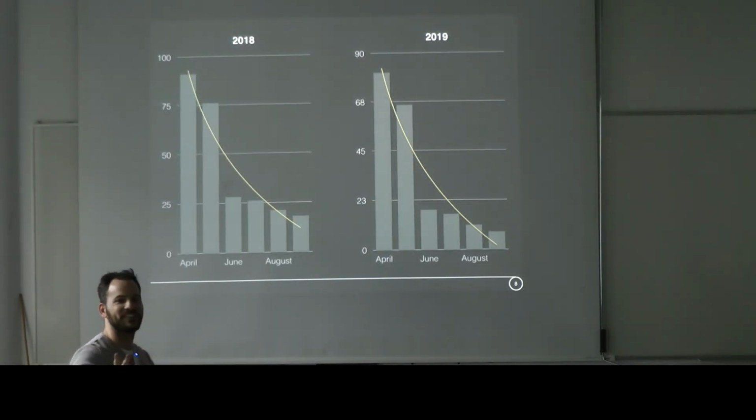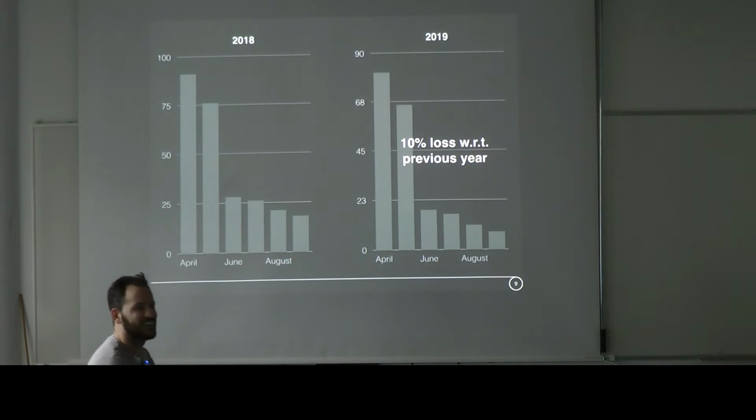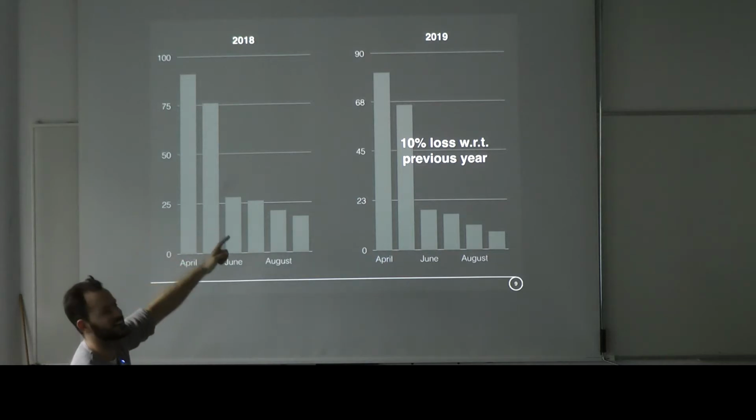Now, 3 seconds to look at this. Does someone have something that he or she wants to tell me about this? What can you see? It's a decreasing trend or something. So you can see that the trend is decreasing in both graphs. It's 2 separate years. The trend seems to be the same, but there is a problem. There's a 10% loss with respect to the previous year because the graphs are not centered the same way. So one is at 100 and the other one is at 90.